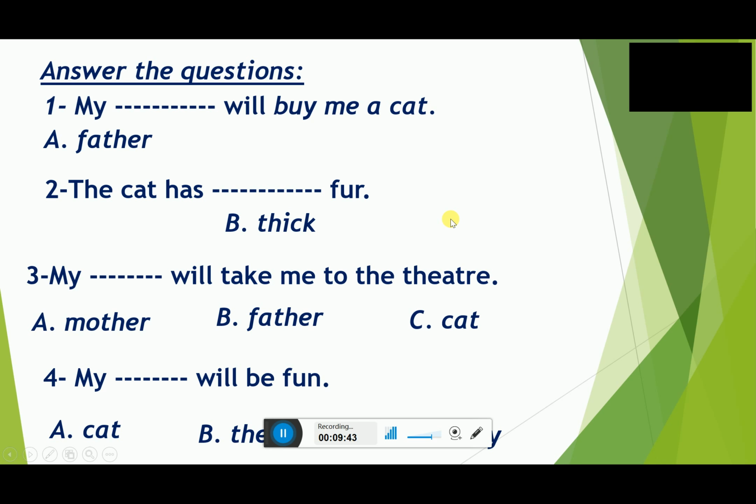The correct answer is thick. So the cat has thick fur. Great job. Let's move on to the next question. Okay, question 3.